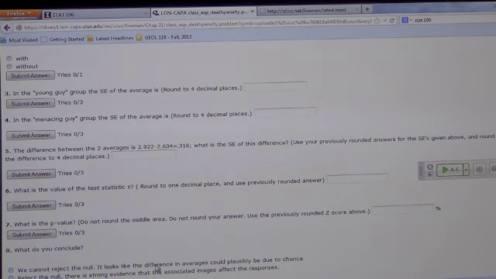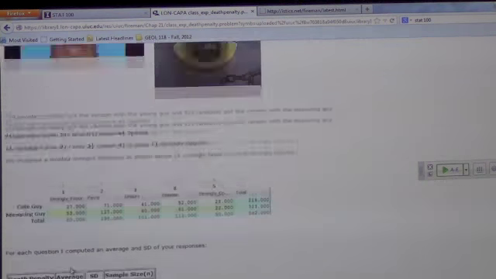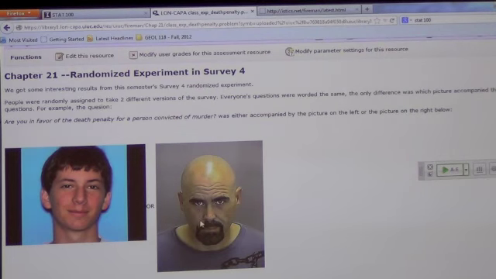Do we reject the null? It looks like the difference could just be due to chance, or there's strong evidence that the associated image affects the responses. Which one do you want to vote for? Do you want to say A or B? So rejecting the null means you think that you responded differently because of the way the picture looks, and that's B.